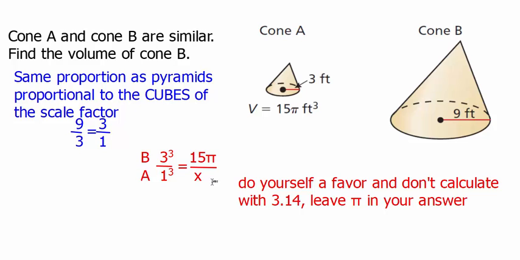Set up our proportion. In this case, see pi, leave it alone. Keep it in the calculations, just keep pi like you keep x. It will simplify a lot better. And in this case, we have 15 over 9 pi. 15 over 9 simplifies to 5 pi over 3 feet cubed.